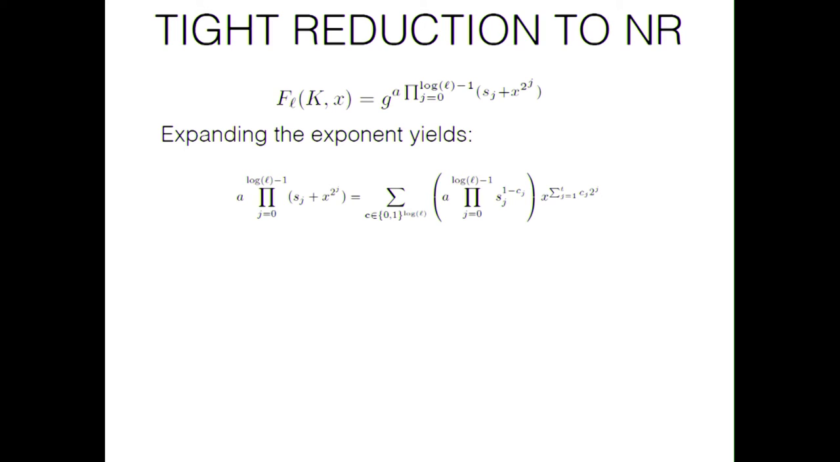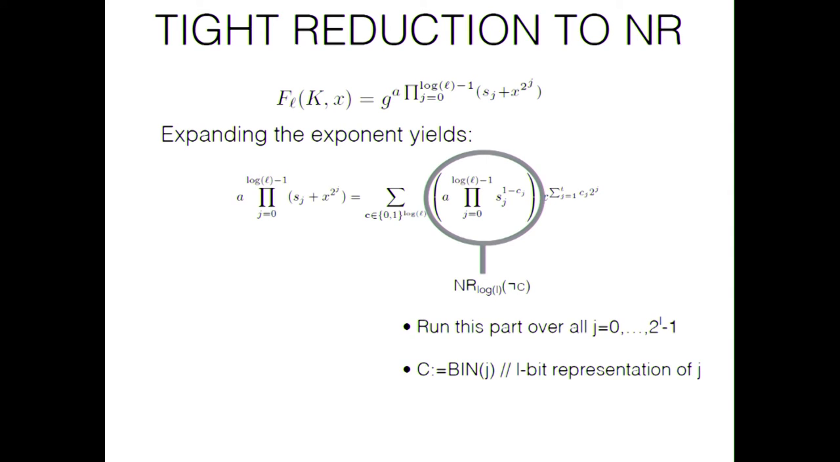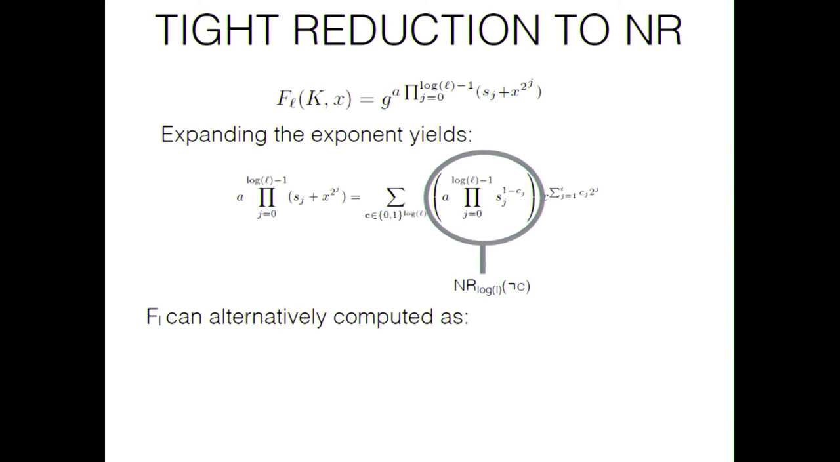If you look at this very closely for a second, then you will see that there's actually an old friend of ours, the Naor-Reingold PRF, with the exponent embedded into it. But now it's not for the value c, but it's the inversion of c. So let's change this a little bit and say we are running this for all j from 0 to 2 to the L minus 1, and we are setting c as the binary bit representation of j. Then we essentially compute the same function as follows.